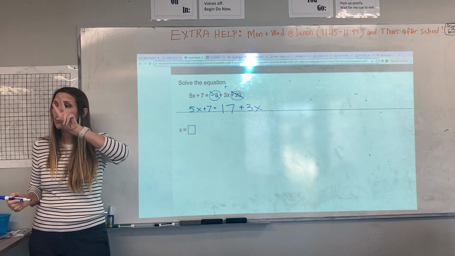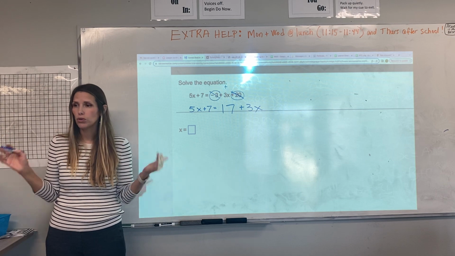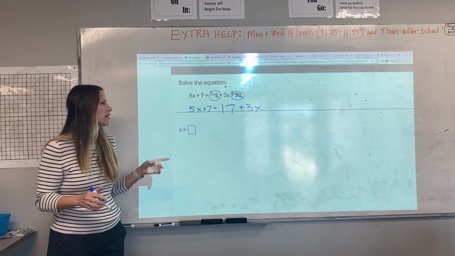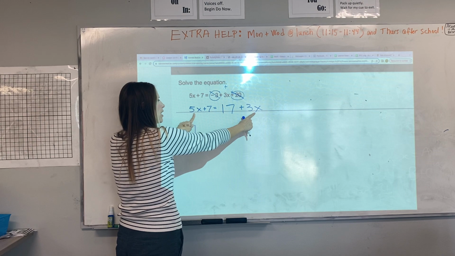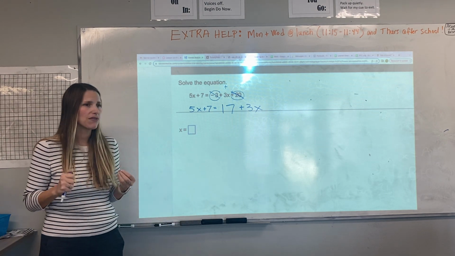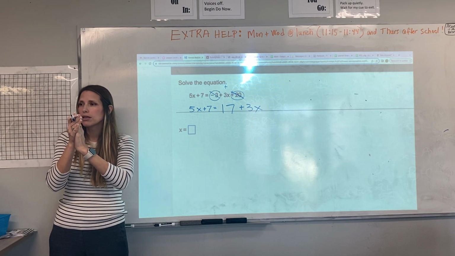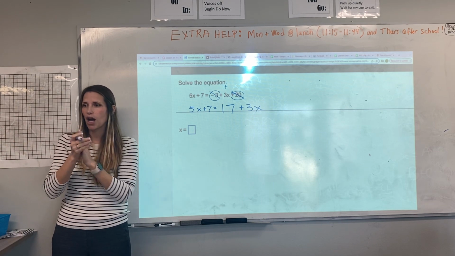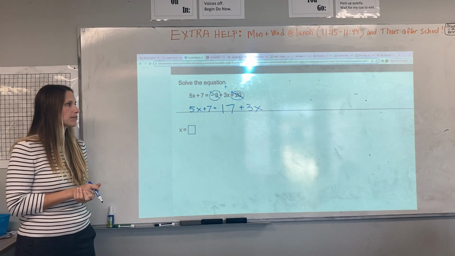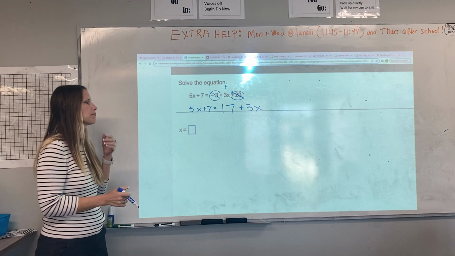There are two things I need to do, and it doesn't matter what order you do them in. I've got these terms that are like terms. I've got these terms that are like terms. I have to take care of both of those, but I can't just put them together because there's no space for them. They're on opposite sides, yeah. Couldn't you subtract 3x from both sides?